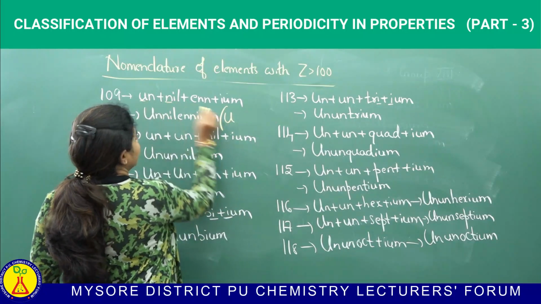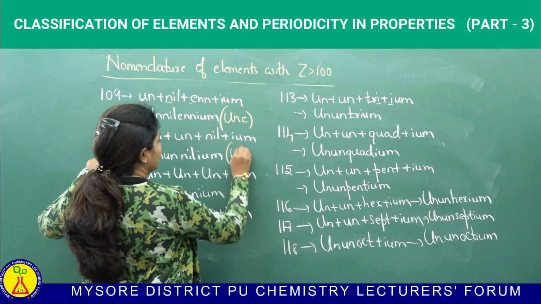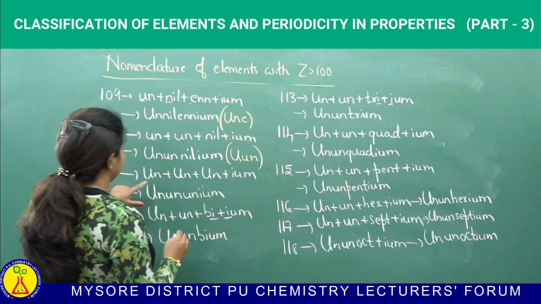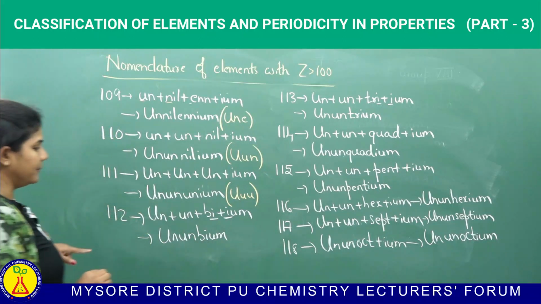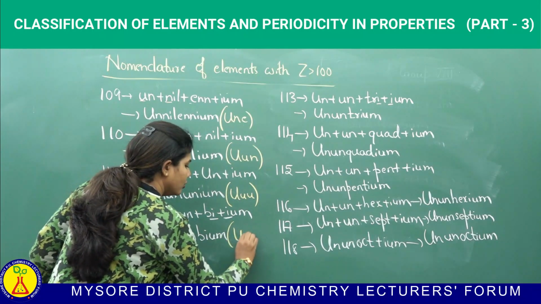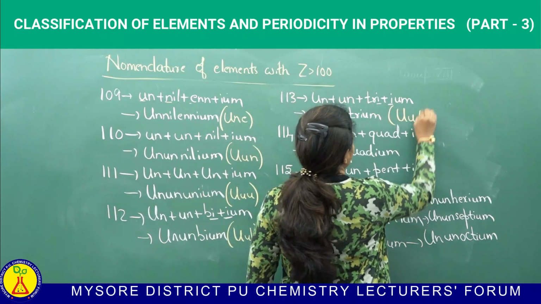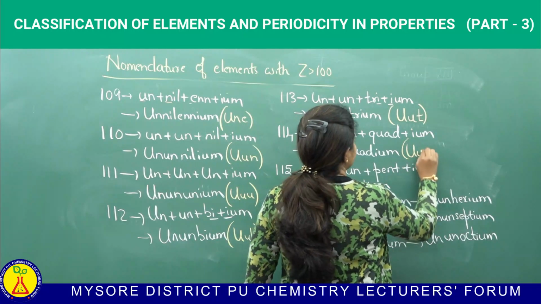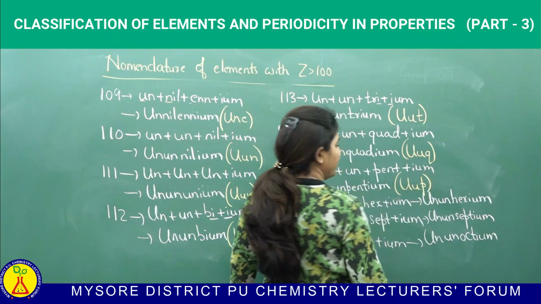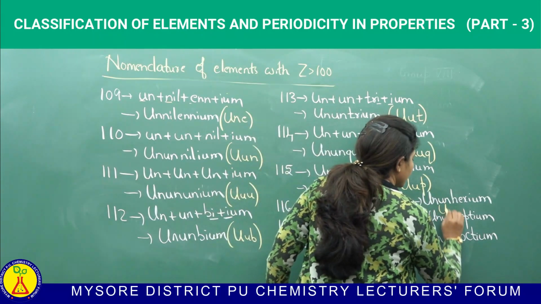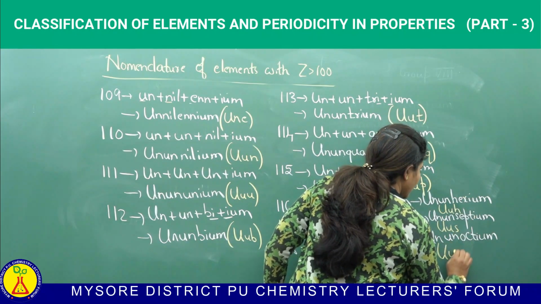If you want to write the symbol, take the starting letter of each digit. U, N, E for 109. For 110, U, U, N. This is U, U, U. This is U, U, B. This is U, U, T. This is U, U, Q. This is U, U, P. This is U, U, H. U, U, S. U, U, O.